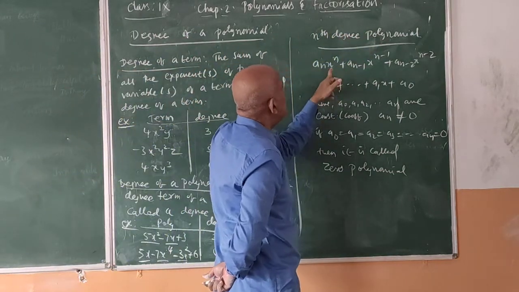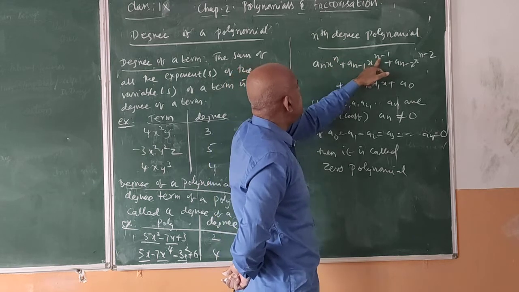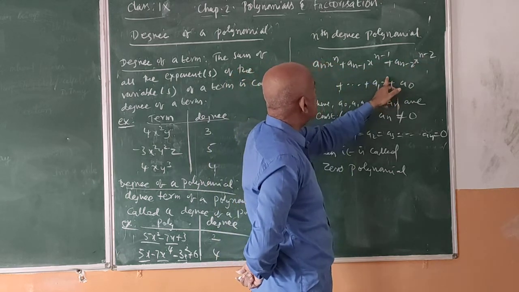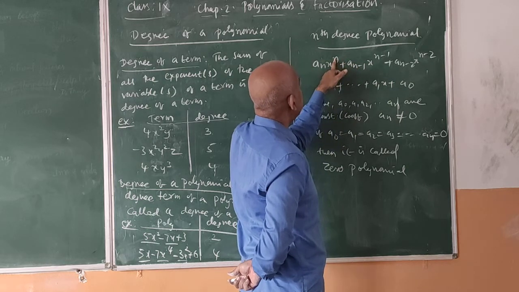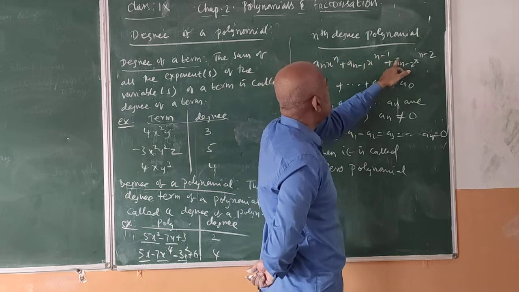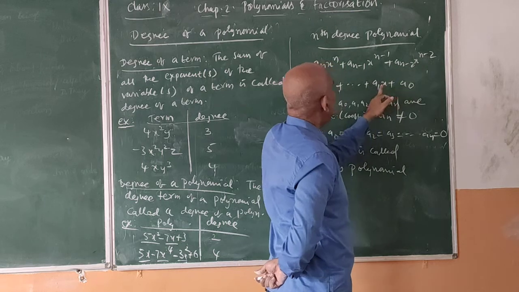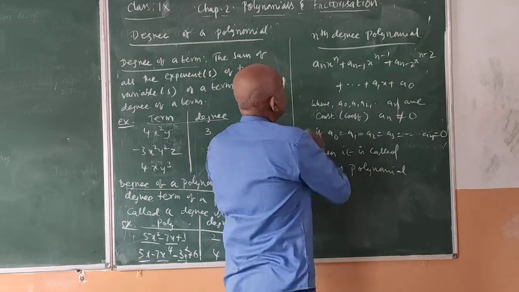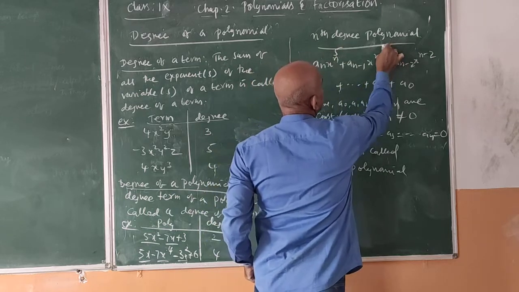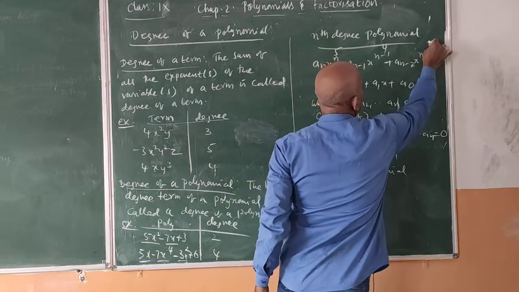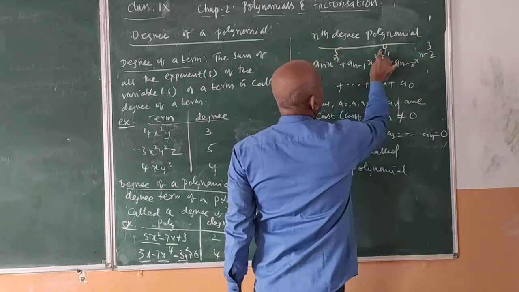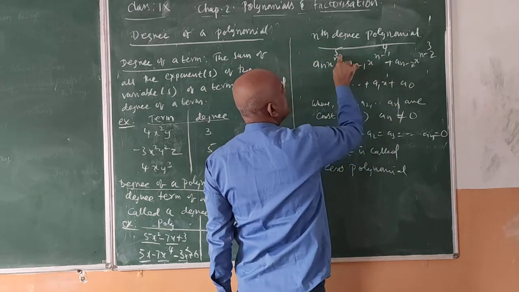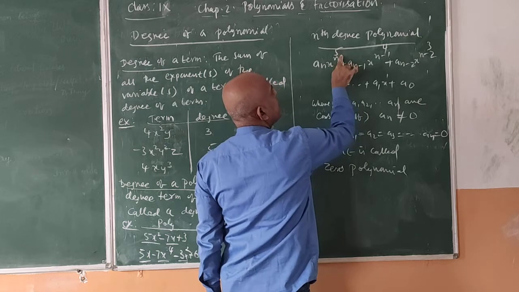And coming to the next, after the degree of a polynomial, the nth degree of a polynomial. Here the power is what? N. Here its power is what? N minus 1. Its power is what? N minus 2. Its power is what? 1. Suppose we take n as 4, 4 minus 1, 3. 4 minus 2, 2. Here 1. So in this overall highest degree is what? N. Suppose n is 5, 5 minus 1 it becomes 4. 5 minus 2, 3. Here 1. 5, 4, 3, 1. Highest degree is what? 5. So it becomes a 5th degree polynomial.